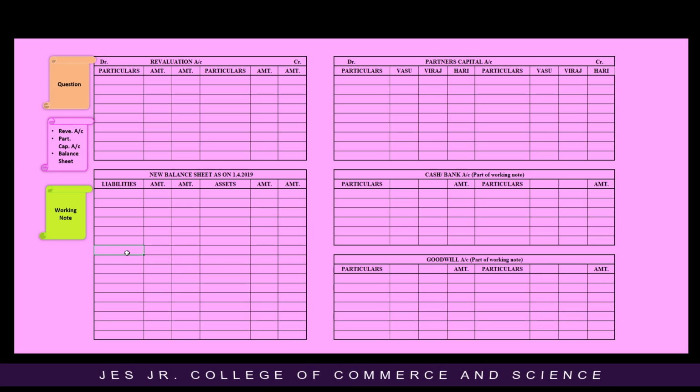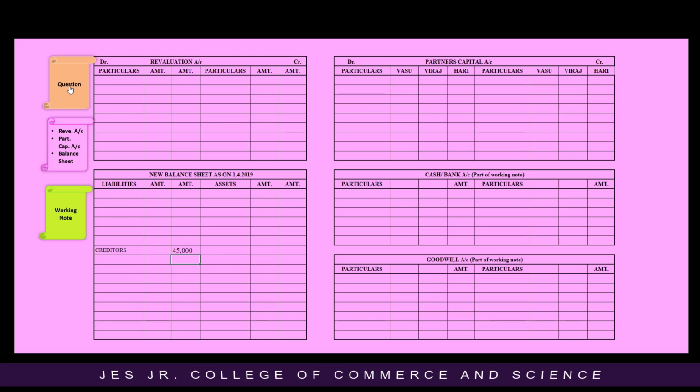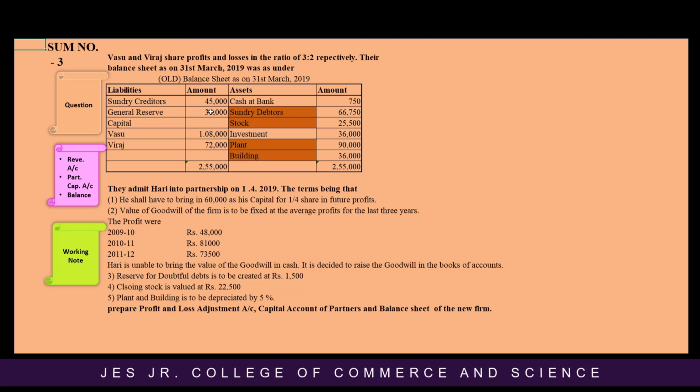So creditors, I'll write here. Let's check the amount. It is 45,000. So I'll write that amount in the outer column because there is no adjustment. General reserve 30,000 will be distributed among partners in their old ratio. Okay, 30,000.